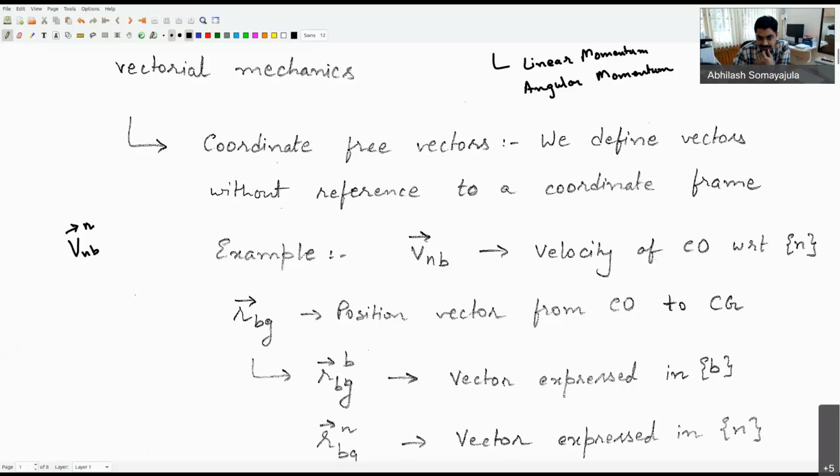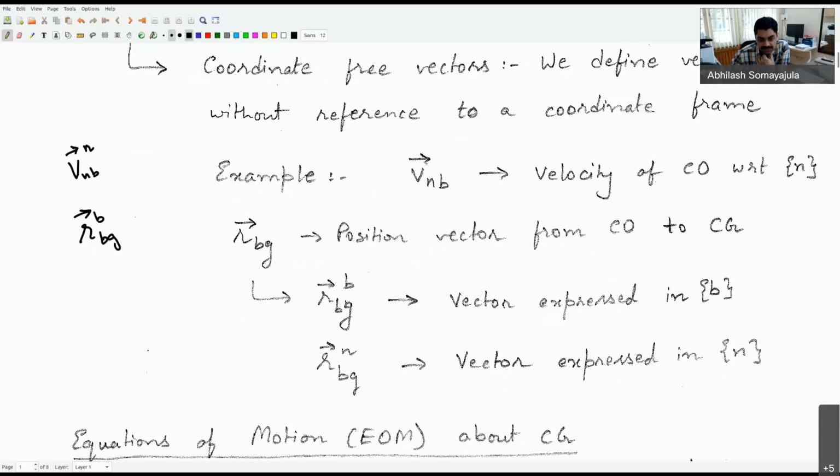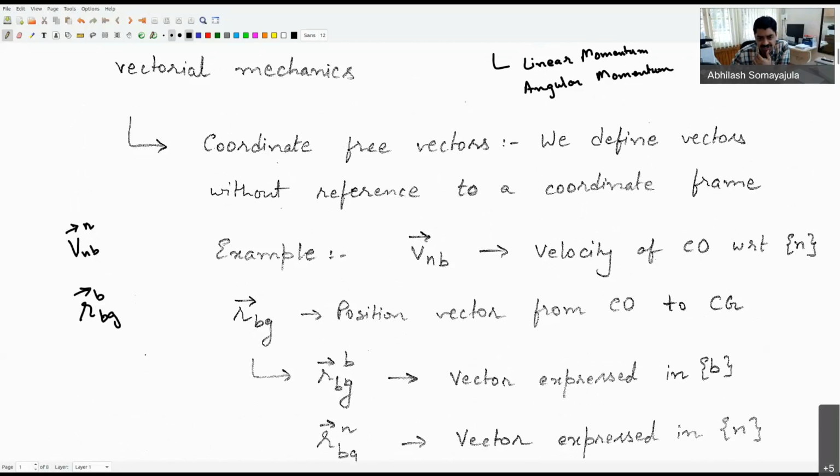Yes, sir. Okay, so similarly, if I have the position vector R_BG, it represents the position vector to the center of gravity from the body-fixed coordinates origin, and that's a coordinate-free vector. But if I specifically want it expressed in the body frame, then this is how I will denote it. We will take that difference into account, because it will help us simplify our notation a little bit.